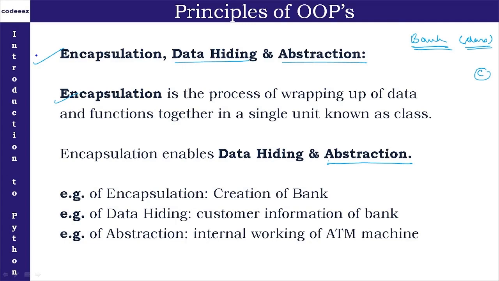After the verifications, we are able to extract the cash from the ATM machines, right? But what internal phenomena takes place inside the ATM machine is totally unaware to the user, is totally hidden from the user. This is what abstraction is known as. Abstraction is a process. Actually, it is not a process. It is a logical hiding of the complexities from the user, right? So this is what encapsulation, data hiding, and abstraction is.